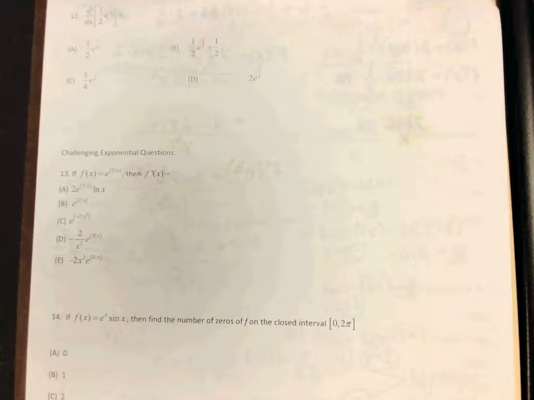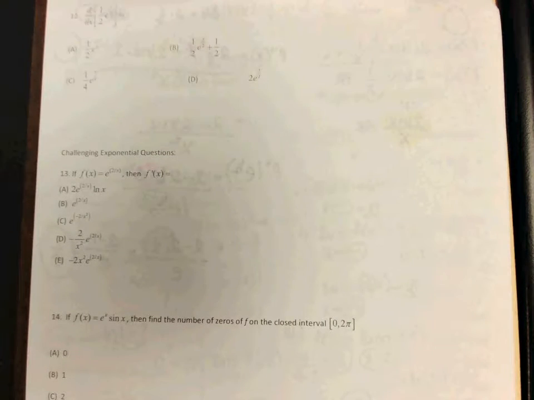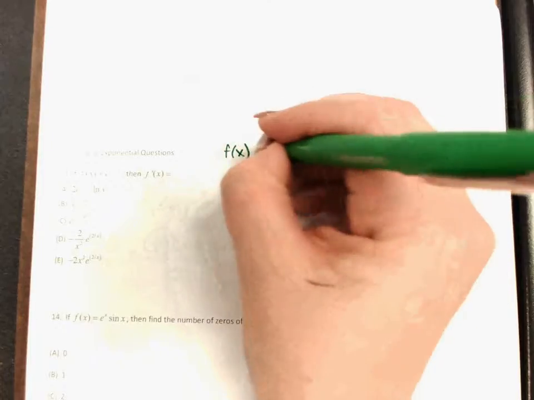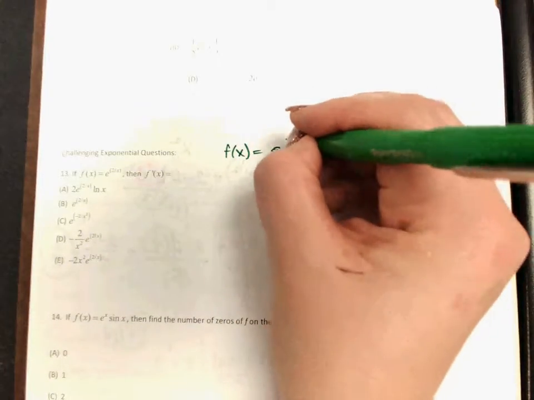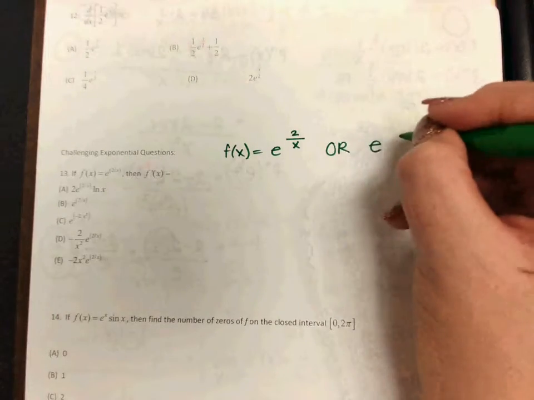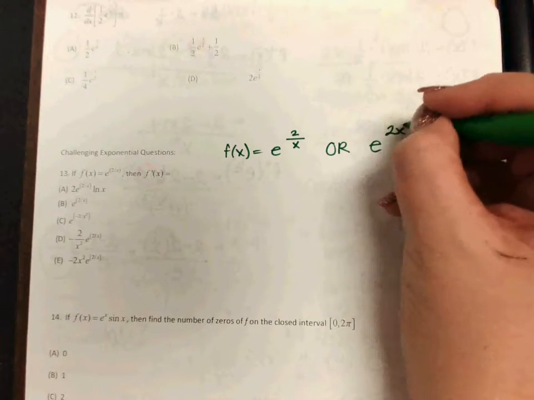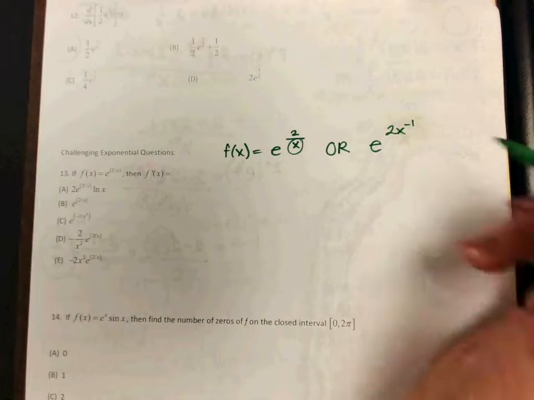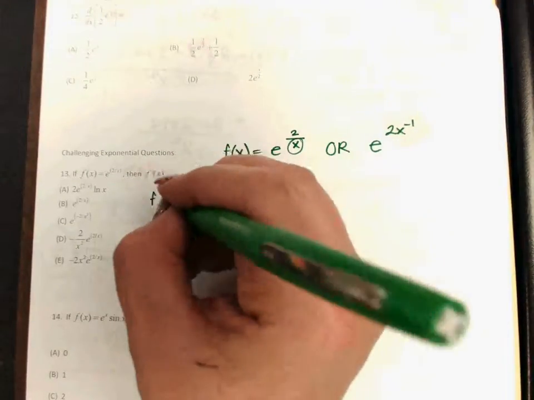Okay, in this video we're going to look at question 13 and then we're going to look at one of the free responses. So look at number 13. It says that f of x is e to the 2 over x. Now, I don't like that, so I'm going to rewrite that as e to the 2x to the minus 1, because if x is on the bottom, that means really it's just a negative 1 exponent.